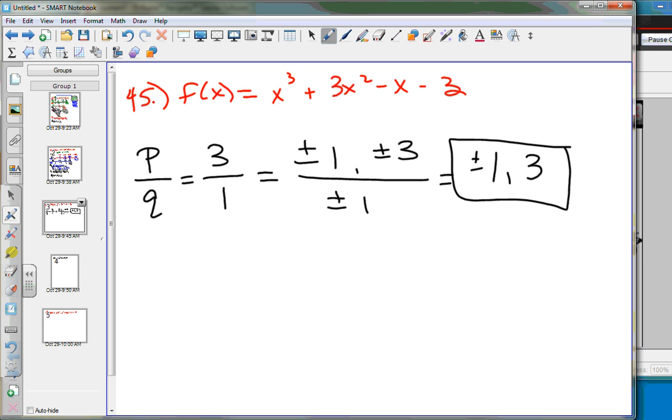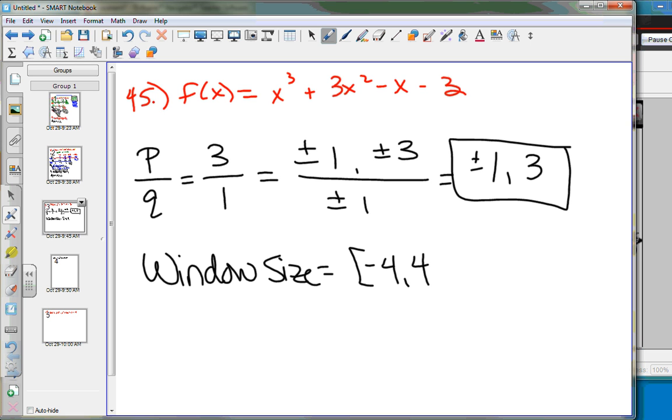Now my question to you is, what is my largest number? My largest possible factor? What is my smallest possible factor? Negative 3. So my window size is going to be what, folks, on my graphing calculator? Why do I want to go from negative 4 to positive 4? So I can see my value at 3 and at negative 3. Depending on the model that you're using, sometimes the calculator will cut off that value. So we always want to go over it, okay?